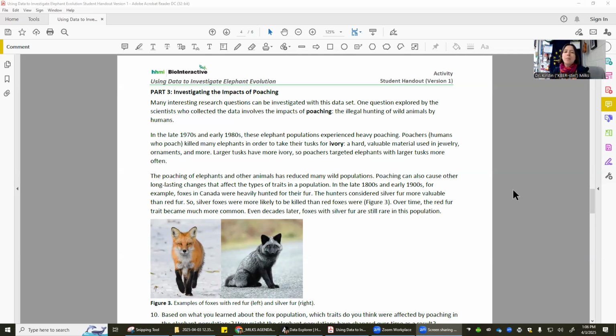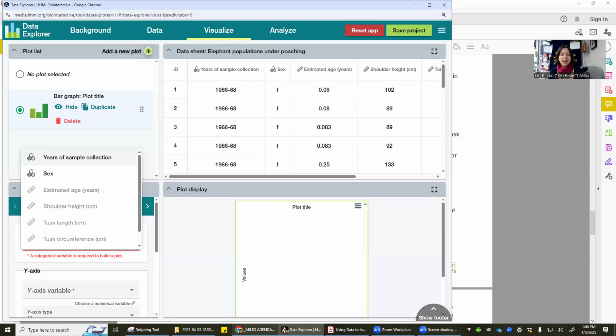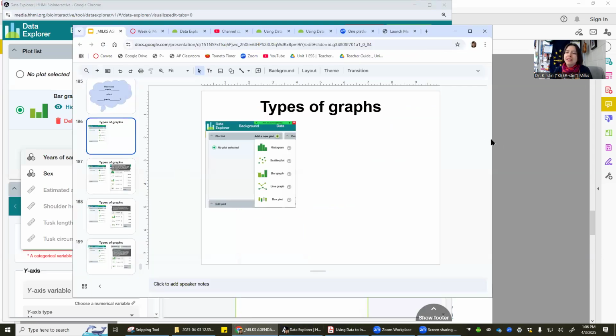So we're here on part three. We're thinking about poaching, right? And you're going to be asked a question about traits of elephants before poaching and after poaching. So let me show you Data Explorer and some of the things it lets us do.